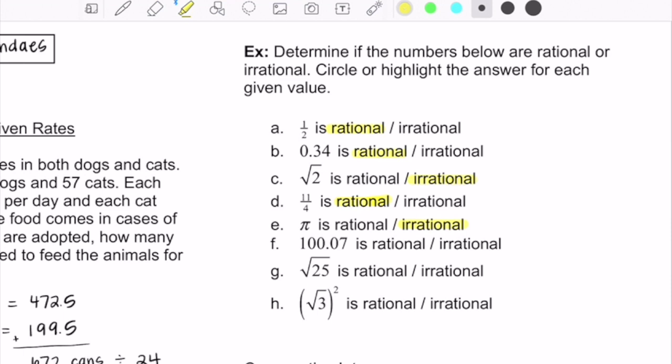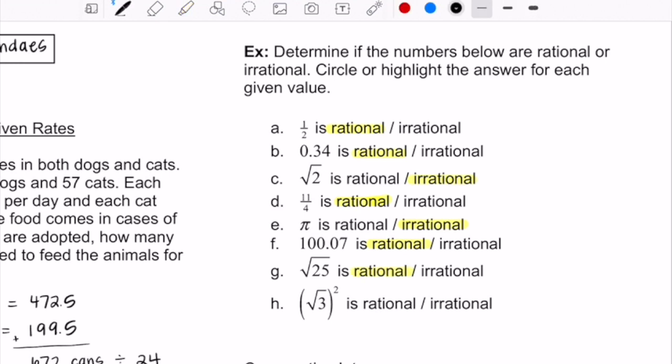It can be approximated as 3.14 or as 22 over 7, but those are just approximations, so pi is an irrational number. On the next one for F, that number finishes with a decimal that terminates, and so that's a rational number. On G, there's a square root, but you have to be careful because 25 is a perfect square, so the square root of 25 is the same as 5, and so that would be a rational number.